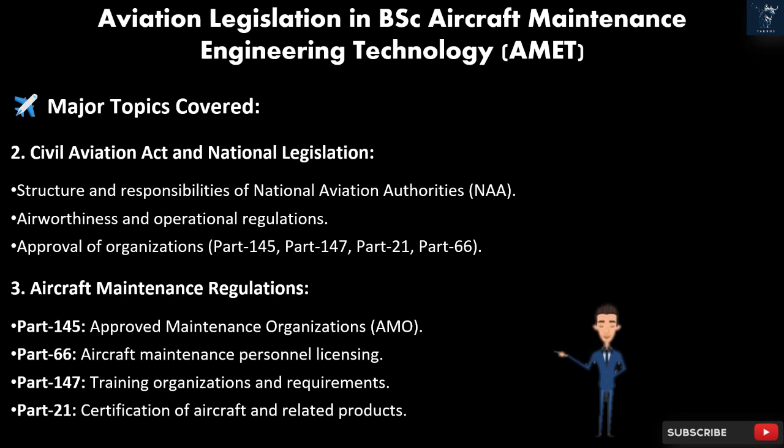3. Aircraft maintenance regulations. Part 145, Approved Maintenance Organizations, AMO. Part 66, Aircraft Maintenance Personnel Licensing. Part 147, Training Organizations and Requirements. Part 21, Certification of Aircraft and Related Products.